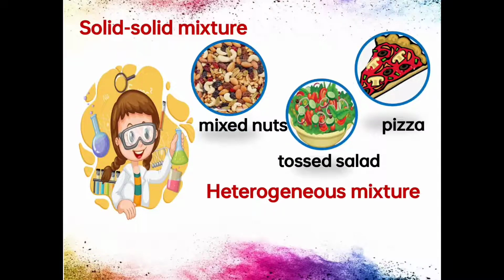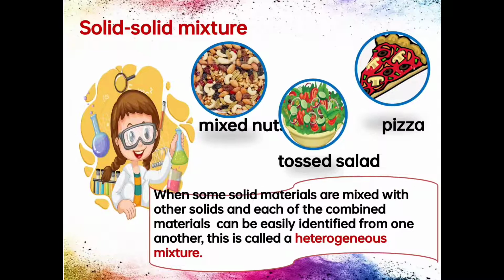These are examples of heterogeneous mixture: mixed nuts, tossed salad, and pizza. They are made up of all solid materials combined with another solid materials. When some solid materials are mixed with other solids, and each of the combined materials can be easily identified from one another, this is called a heterogeneous mixture.